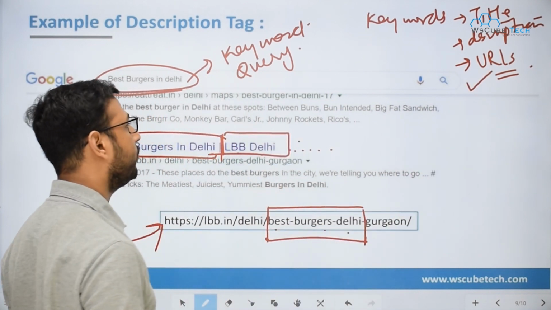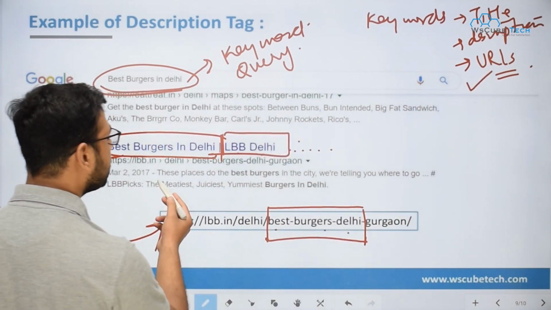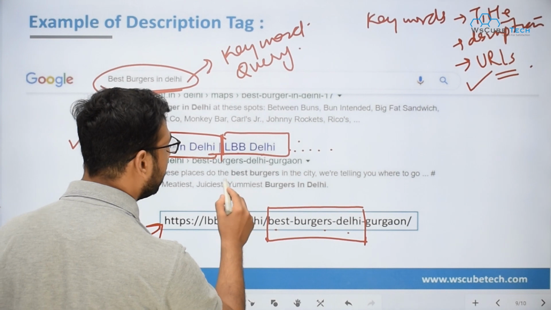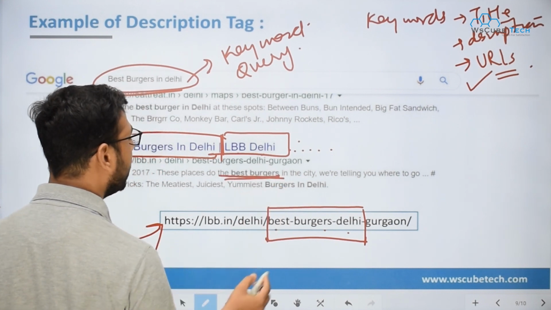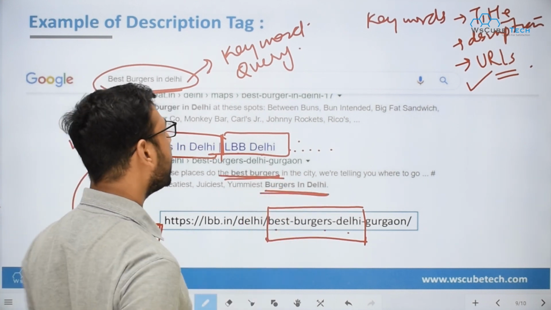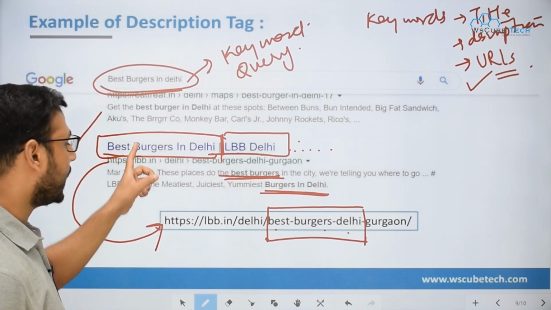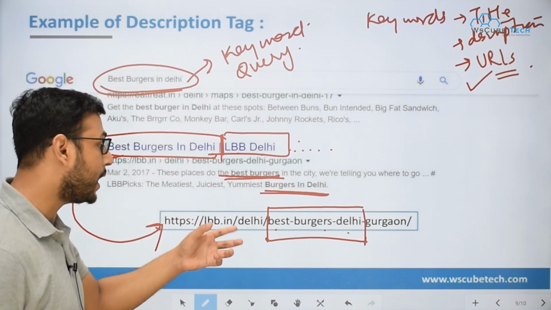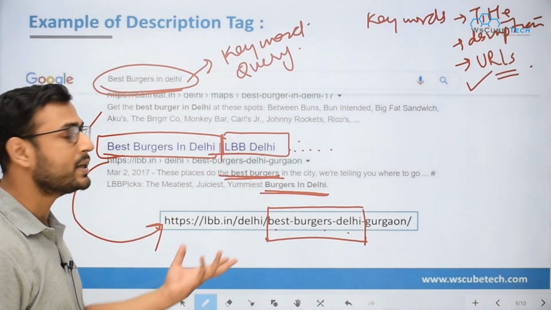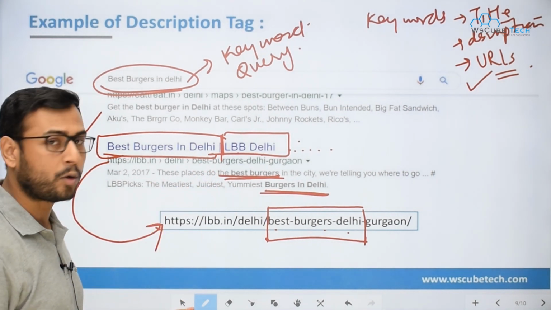Now let us check for the description. These places do the best burgers. You can see Best Burgers over here, burgers in Delhi. So they are using their keywords in the description also. They are using their keywords in the title. They are using their keywords in the URL. So they are basically following the basics. So this is a very important thing.